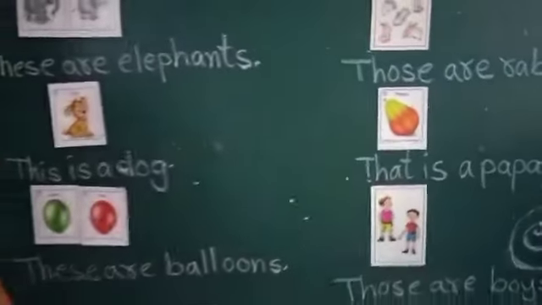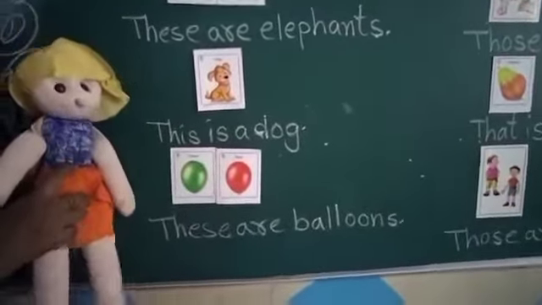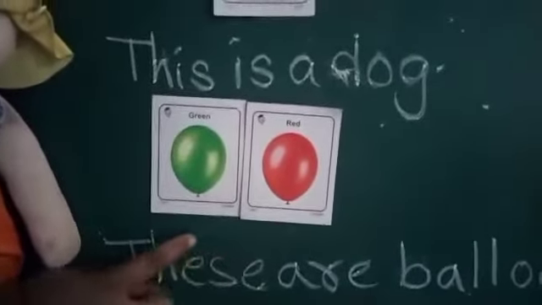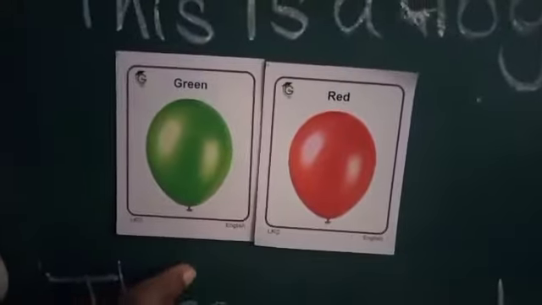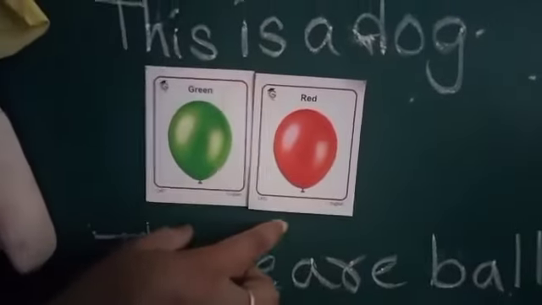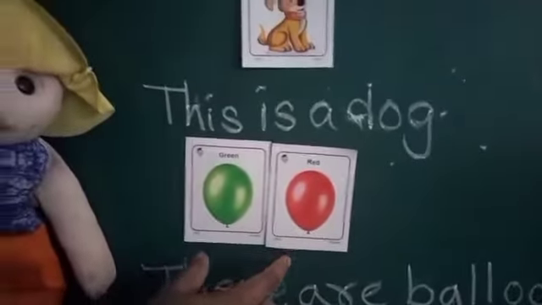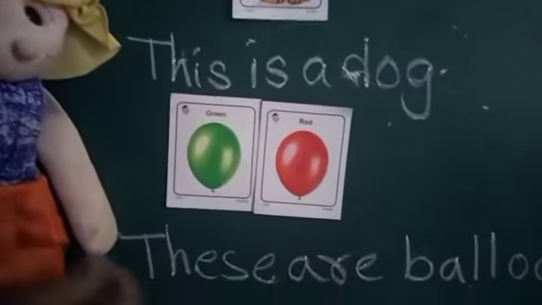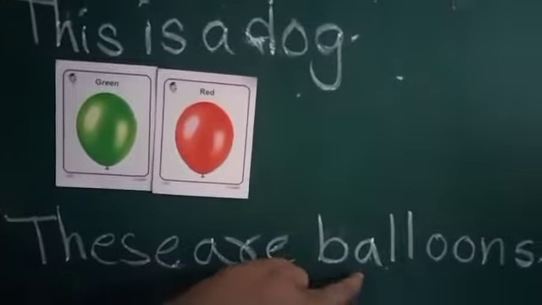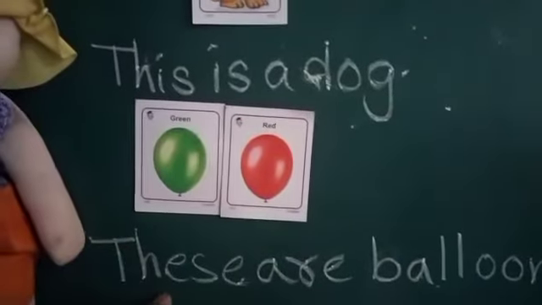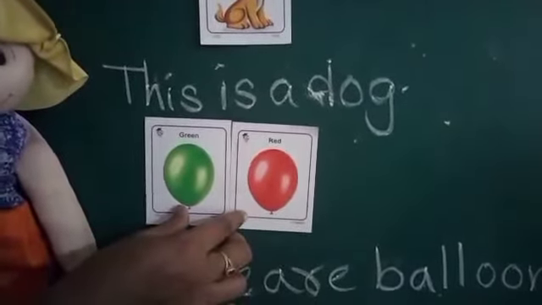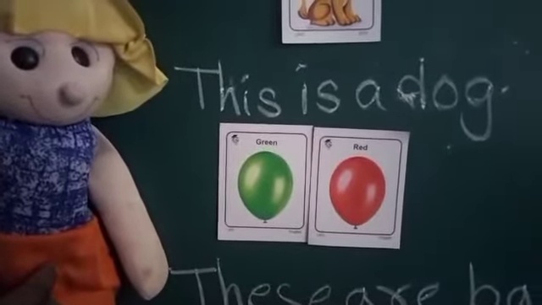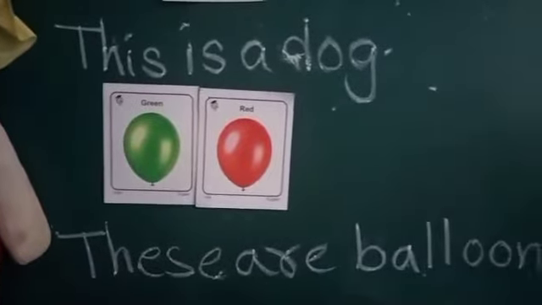Next. Dolly is going to tell about these pictures. See, what are these? These are balloons. See, these balloons are near to Dolly. So, what is she telling? These are balloons. Why did she use "these"? More than one balloon is there and they are near to Dolly. So, she used "These are balloons."